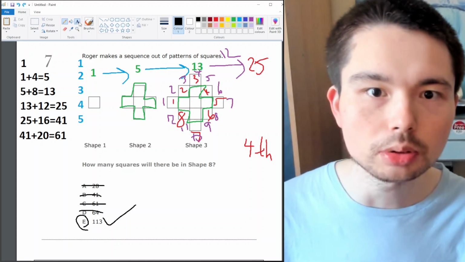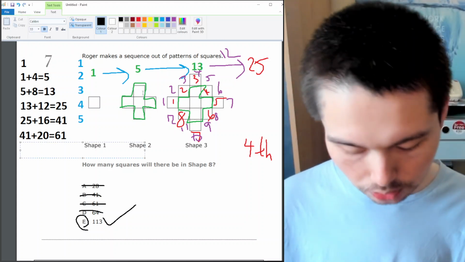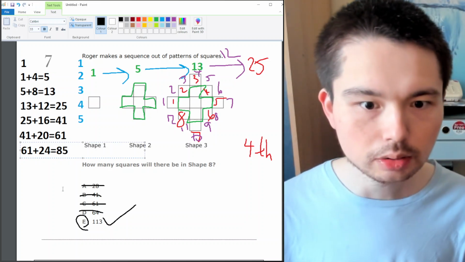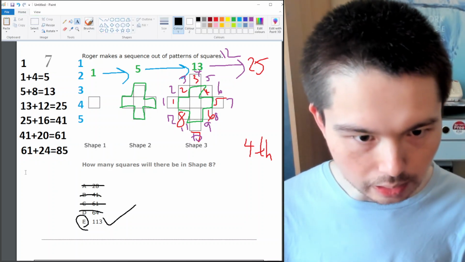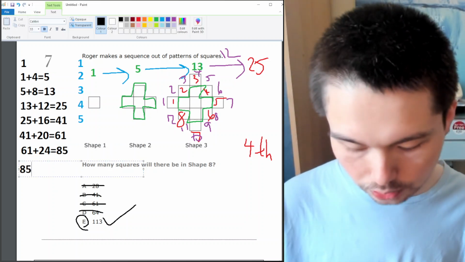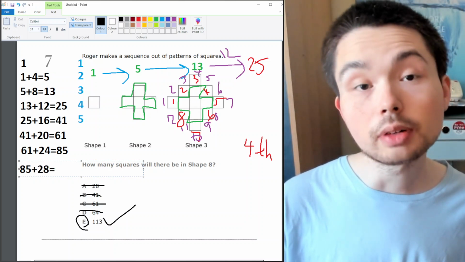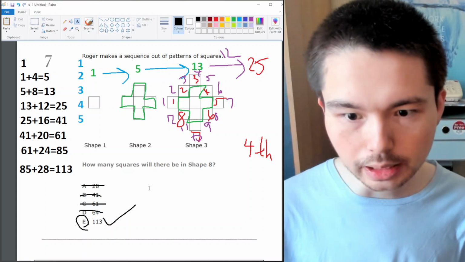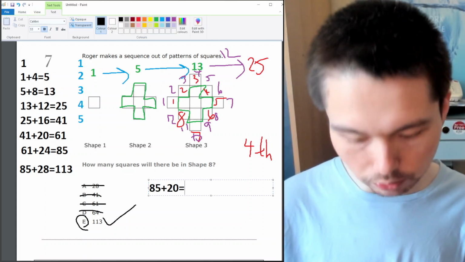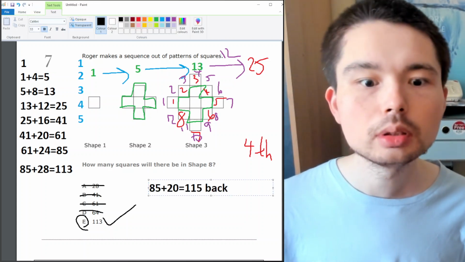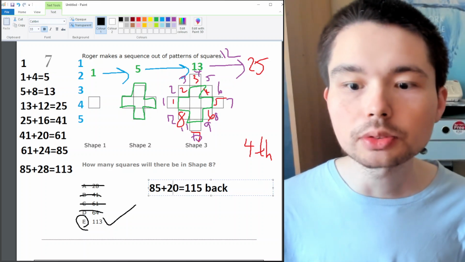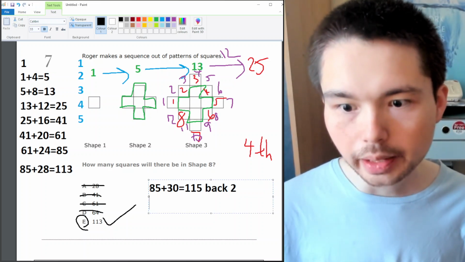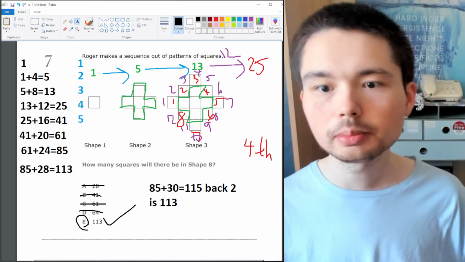Now, of course, I'm going to show you fully because that's what we're doing here. 61 plus 24 is 85. So that'll be the 7th, and then the 8th pattern, 85 plus 28. 85 plus 30 is 115, back to 113. Just want to show you guys how I did that. 85 plus 30, excuse me, 115. Then you go back 2 to 113. Good stuff. Next question.